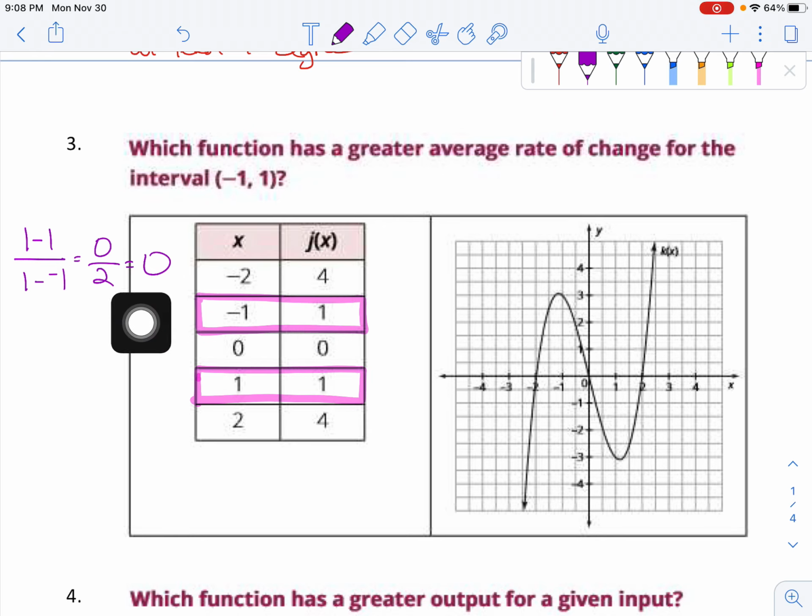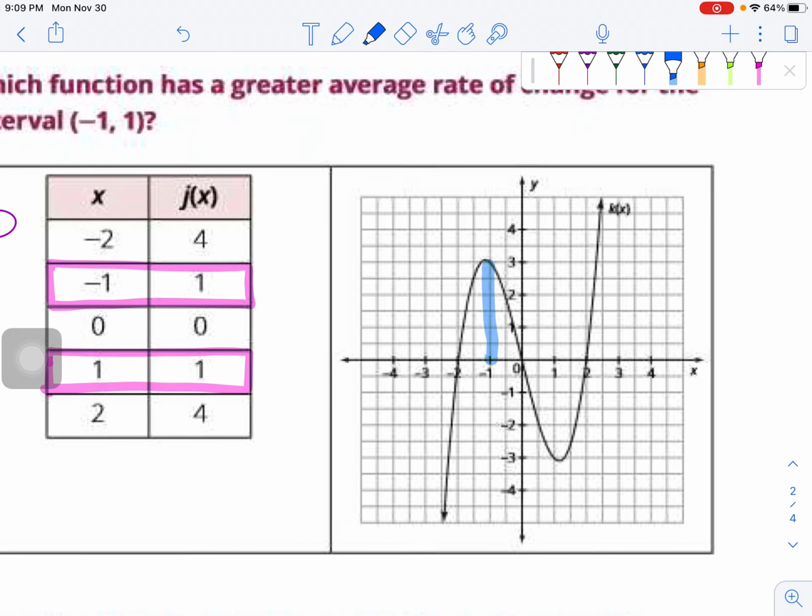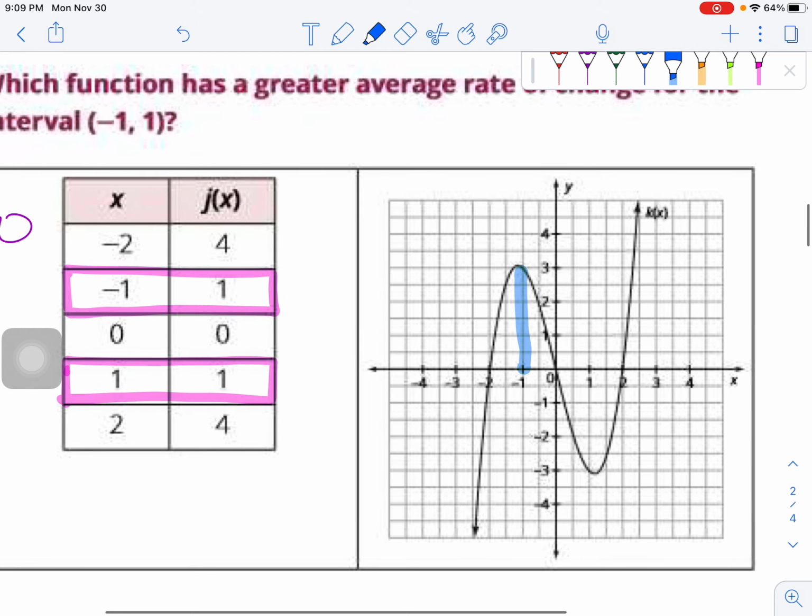So j of x has a slope of 0. That's okay. It happens. Now let's take a look at k of x for the graph. All right. And I'm at -1, all the way up here is +3. And what was my other value? Oh, 1. Oops. And I'm down here.